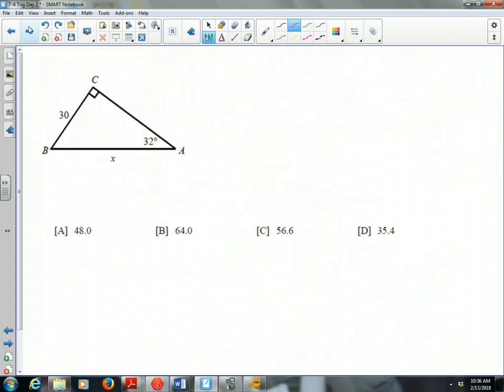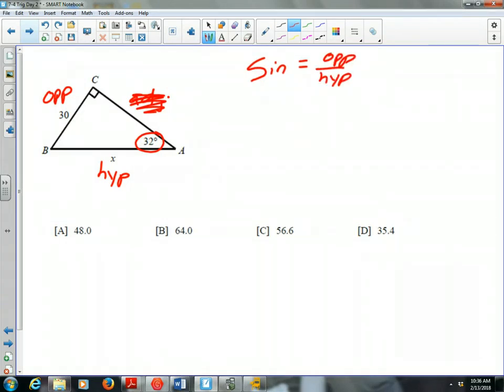Let's try this third one here. What trig function am I going to use this time? Well, if 32 is the angle I'm talking about, this is opposite, and this one is hypotenuse. Here is adjacent. And so if I want to find x, I've got to say what trig function uses the opposite side and the hypotenuse side. Well, opposite and hypotenuse, that's the sine, isn't it? The sine equals opposite over hypotenuse. So the sine of what angle? 32 degrees. That equals the opposite side, which is 30, over the hypotenuse side of x.